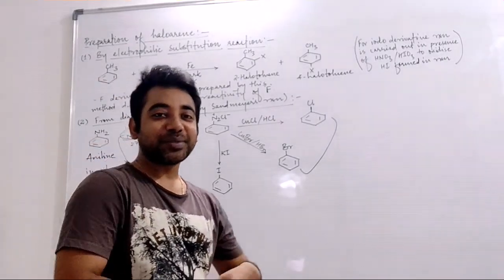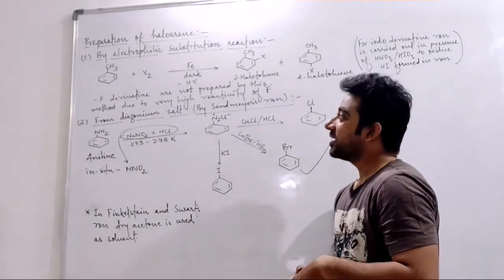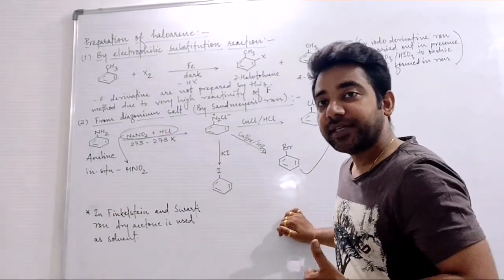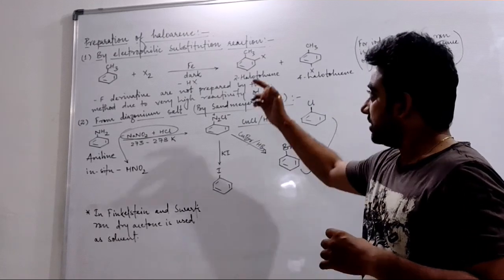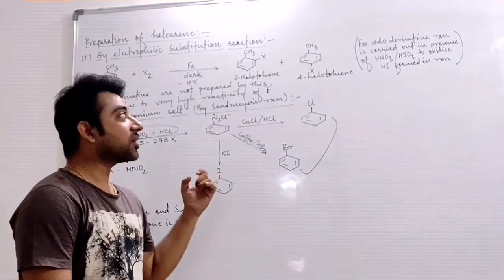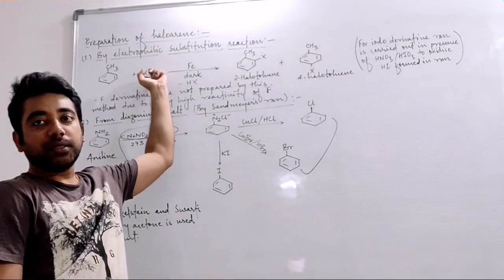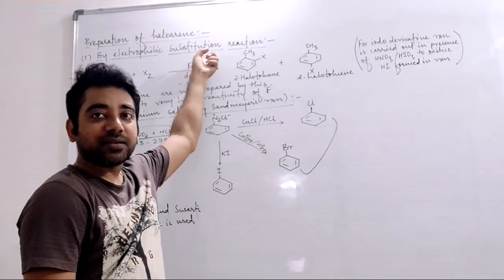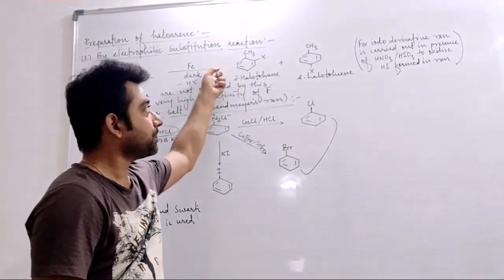Fortunately, you have only two methods for the preparation of haloarene in your syllabus. One is by electrophilic substitution reaction of aromatic hydrocarbon. You can see a reaction is shown here. Aromatic hydrocarbon toluene is taken, and toluene upon reaction with halogen needs the presence of iron as catalyst, and the reaction needs to be carried out in dark.